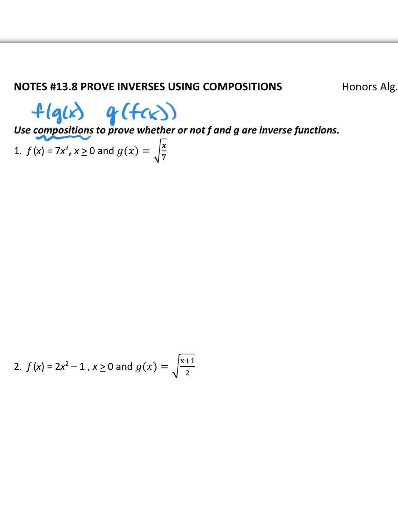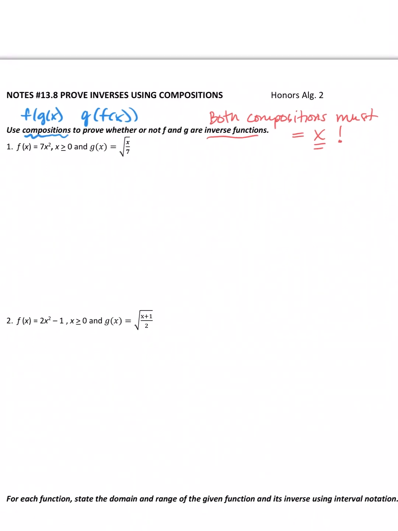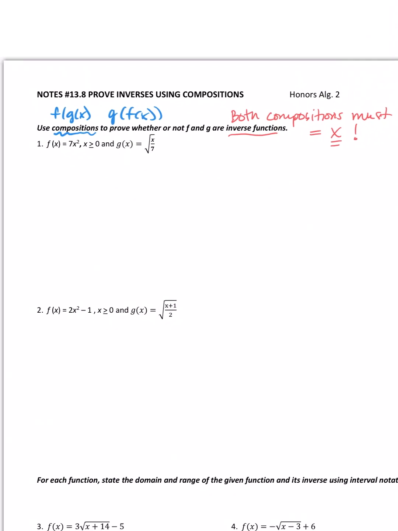And we use them specifically to prove they are inverses, because when they're inverses, both compositions will come out to be a positive x. They must equal x because that's that line of symmetry, right? Positive x, y equals x. All right, so we're going to look at two functions and do the composition and see if they come out to x.